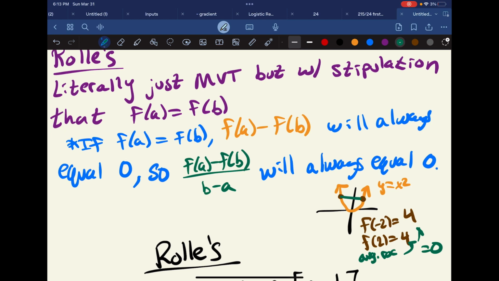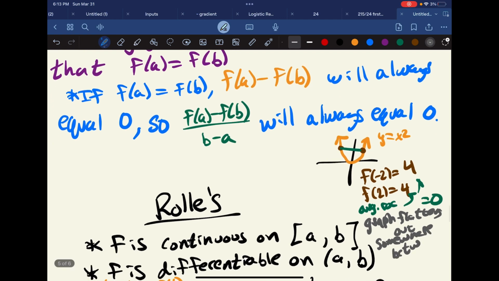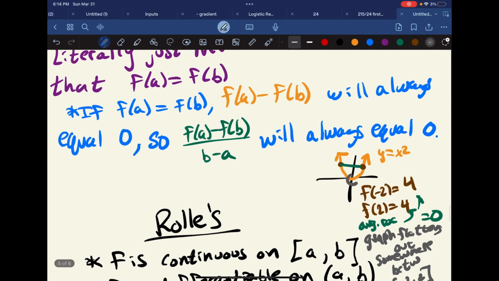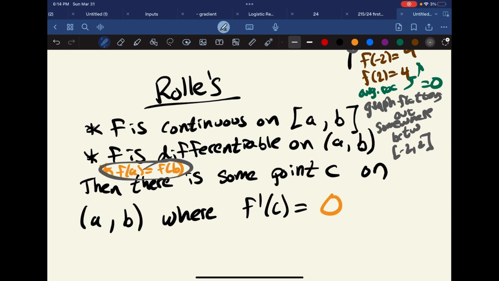That's literally Rolle's theorem. So Rolle's theorem basically says, for the purposes of this, that the graph flattens out because these two y values are the same. Rolle's theorem says that the graph has to flatten out somewhere between -2 and 2. And Rolle's theorem is totally right. It does at 0. You see what I'm saying? So Rolle's theorem is literally just the mean value theorem, but with this extra stipulation.